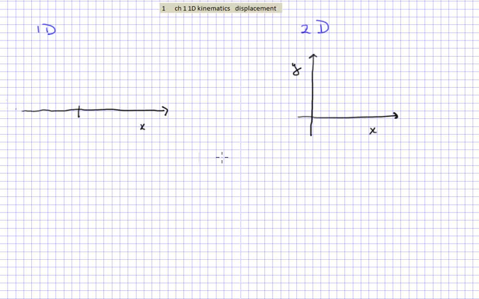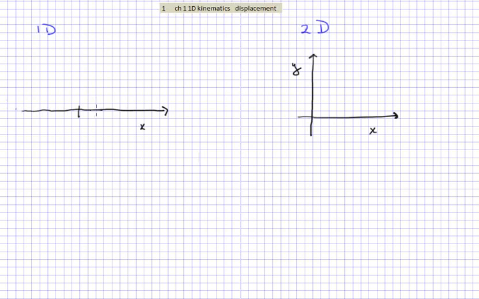Okay, this video is about displacement, and I want to talk first of all about a one-dimensional example, and then we'll follow that up with a two-dimensional example. So to give it some context, let's make a coordinate system, just a single axis, since we're all going to be in 1D, moving in the x direction.